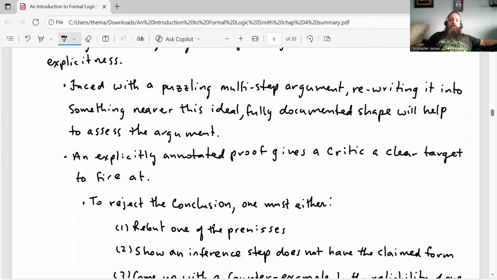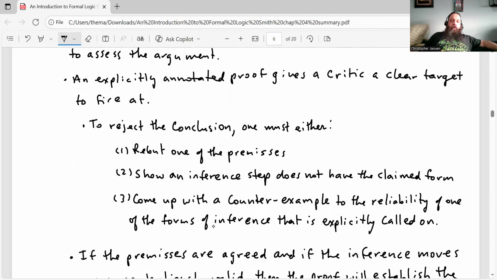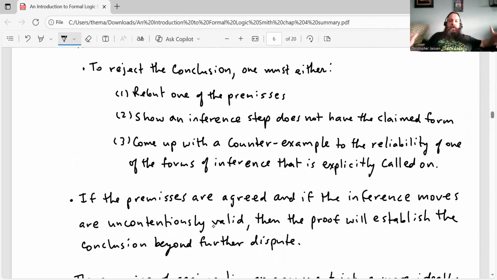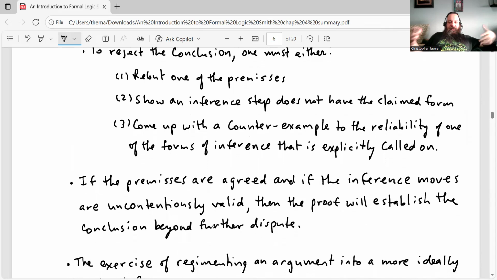An explicitly annotated proof gives a critic a clear target to fire at. So to reject the conclusion, one must either one, rebut one of the premises, two, show an inference step does not have the claimed form, or three, come up with a counterexample to the reliability of one of the forms of inference that is explicitly called on. So these are ways to attack an argument. It's made easier if it's in this structured form, right? If the premises are agreed and the inference moves are uncontentiously valid, then the proof will establish the conclusion beyond further dispute.